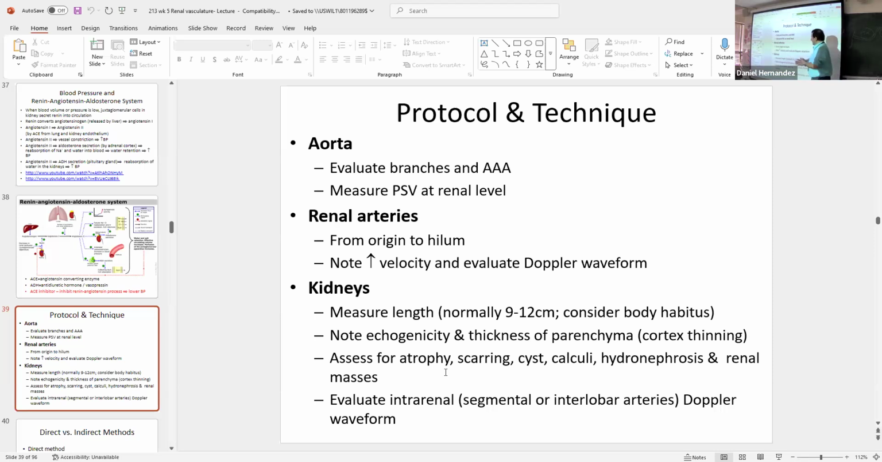The renal arteries, we want to image them from the origin all the way out to the hilum of the kidney. Particularly important is the origin. That's where, again, the majority of our stenoses are going to occur when we're talking about atherosclerosis and renal artery stenosis. We see it at the origins, the proximal portions of the renal arteries. We're going to note velocities and evaluate the Doppler waveforms. Follow, again, the renal arteries all the way out.